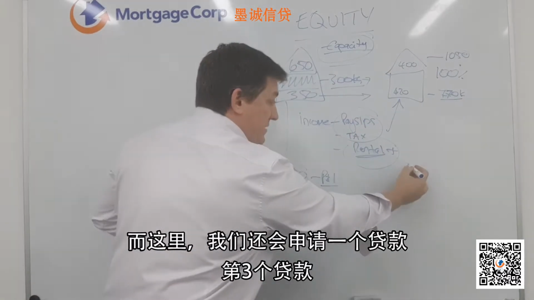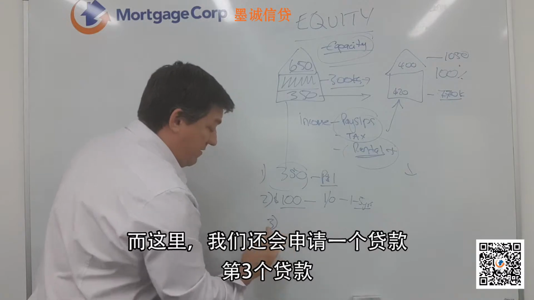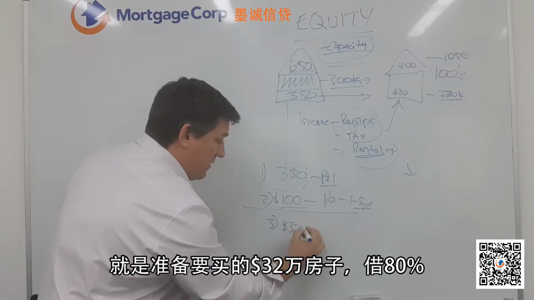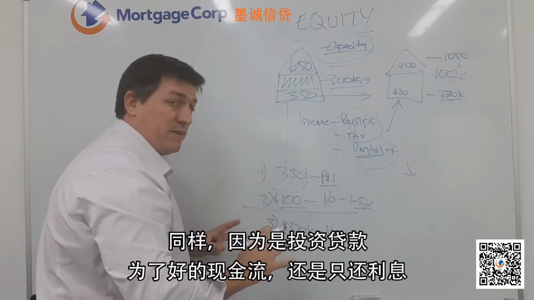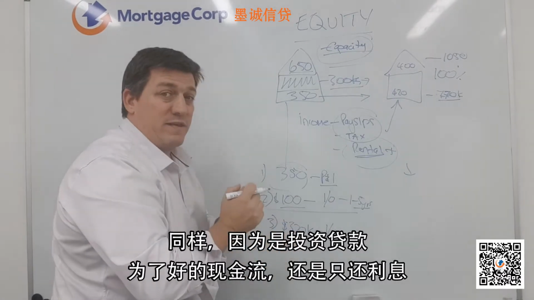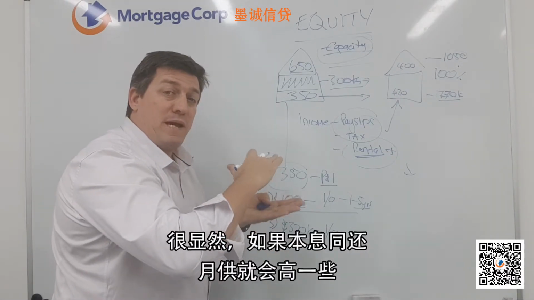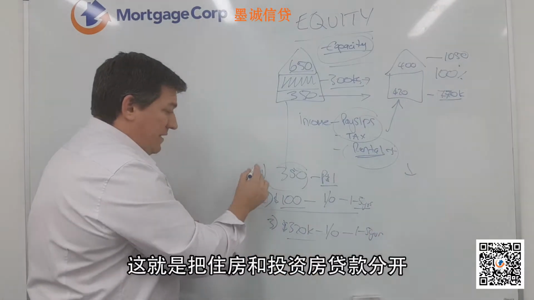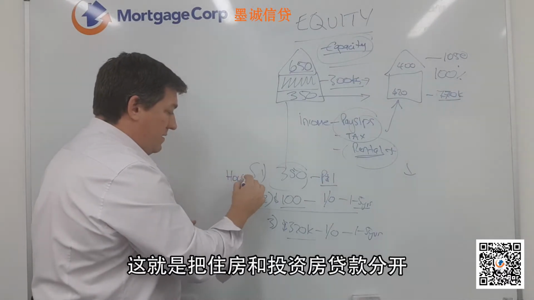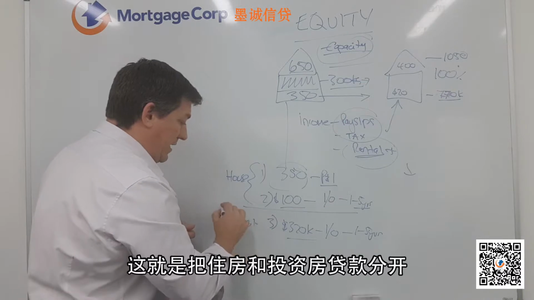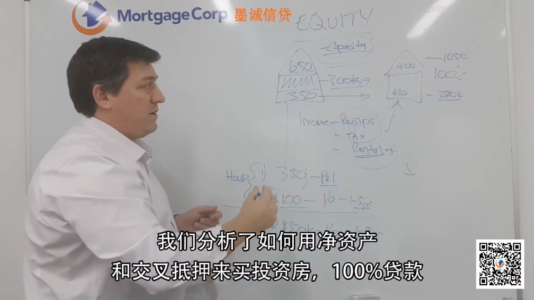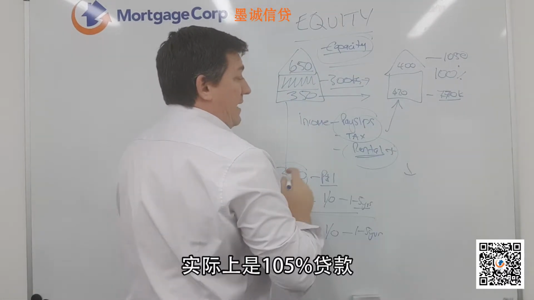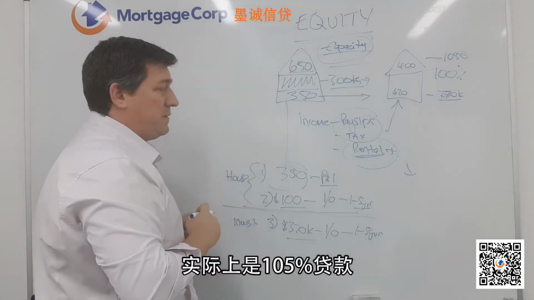Then over here, we would set the new loan up. So we would have another loan number 3, which is actually for the new purchase at 80% of $320,000. Again, preferably interest only on an investment because it helps with cash flow. Obviously, paying principal means your payments are slightly higher. Again, 1 to 5 years. So this shows us that we have using our own house plus the new investment and keeping it separate. In this scenario, we show you how to use equity and cross-securitize to borrow 100% on this side, actually 105%, to purchase the new investment.